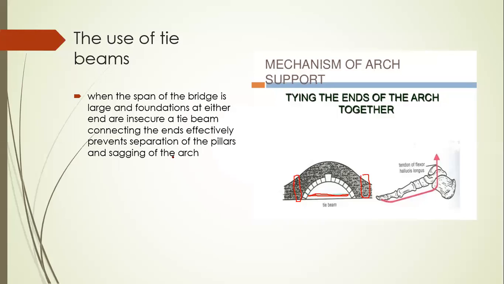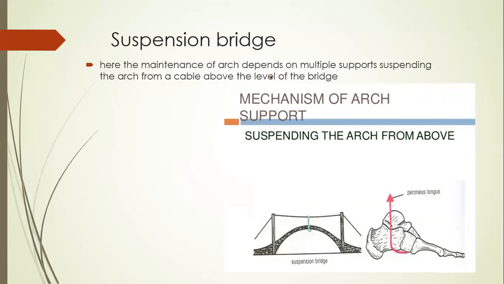And finally, the suspension bridge. Here, the maintenance of the arch depends on multiple supports suspending the arch from a cable above the level of the bridge. So you can see the pillars, and there is a sling. This sling is another support of the arch, which helps the arch to be in place. So this is the basic mechanism of an arch, and we are going to apply this on the arches of the foot.